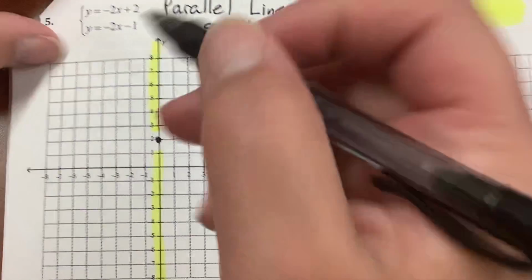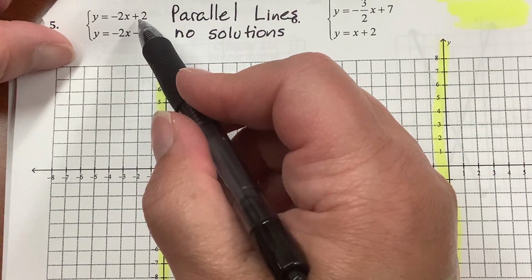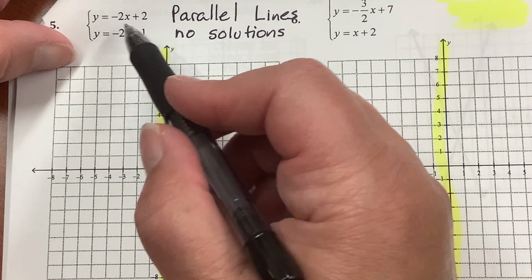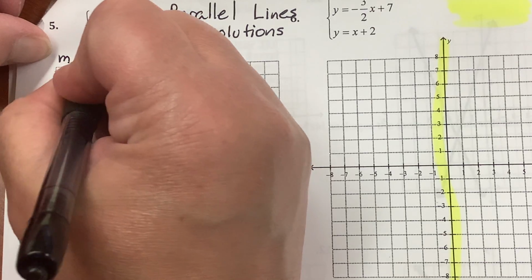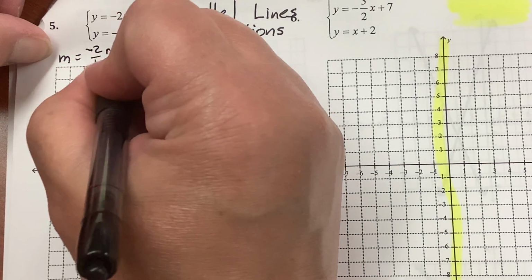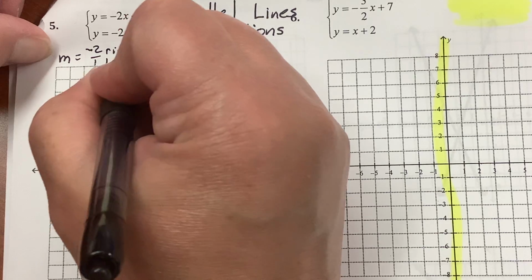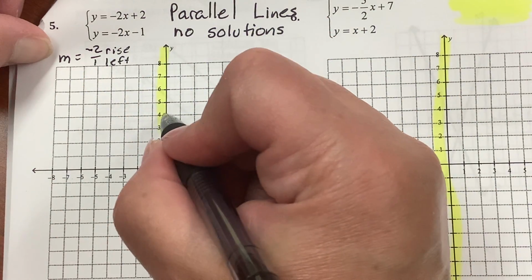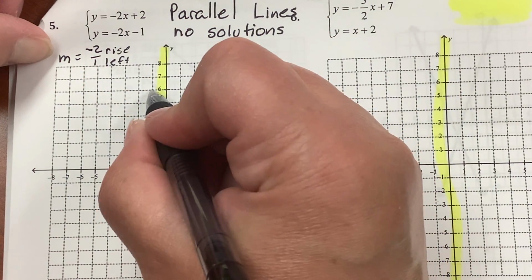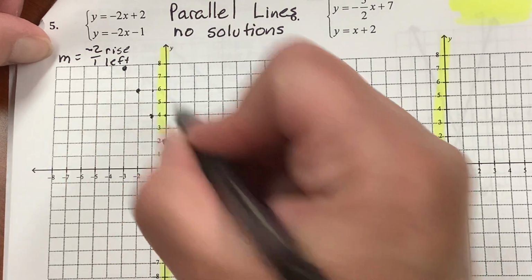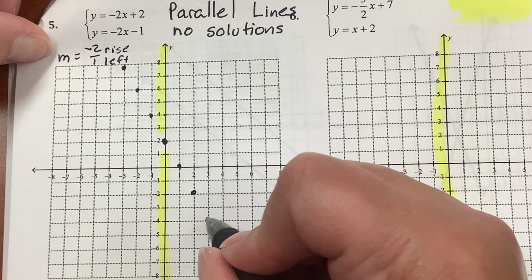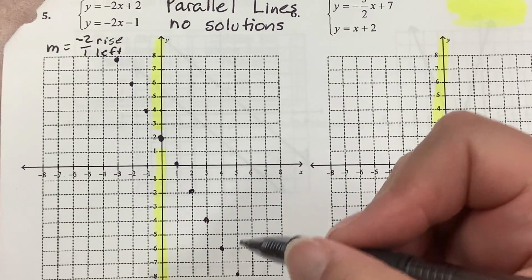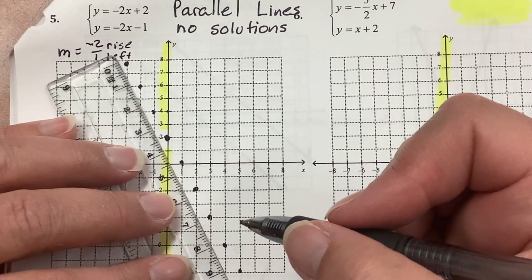All right. Now, starting at positive 2, because you can begin at the back at the b, and then I'm going to use the slope. My slope here is m equals negative 2 over 1, which is rise 2, left 1. So from here, up 2, left 1, up 2, left 1. And I am going to follow the pattern in the opposite direction, down 2 and right 1.